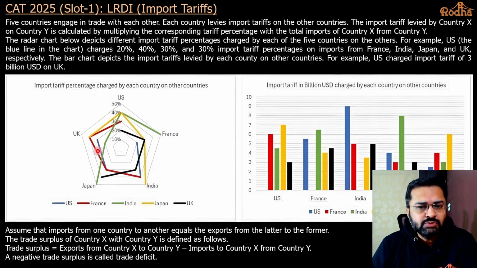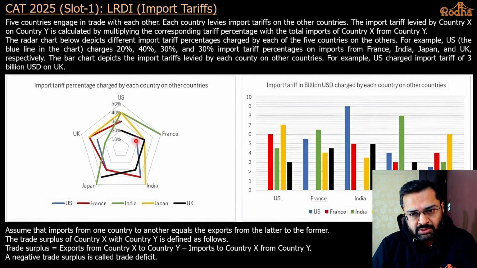So if you look at this blue line here, what does it show? If you look at this France, so first of all, you will look at this US, right? And if you talk about France, what does it say? France is at 20%. You can see this 20% here. And this is France. Blue line, where is it towards France? Here. So this is that 20%.